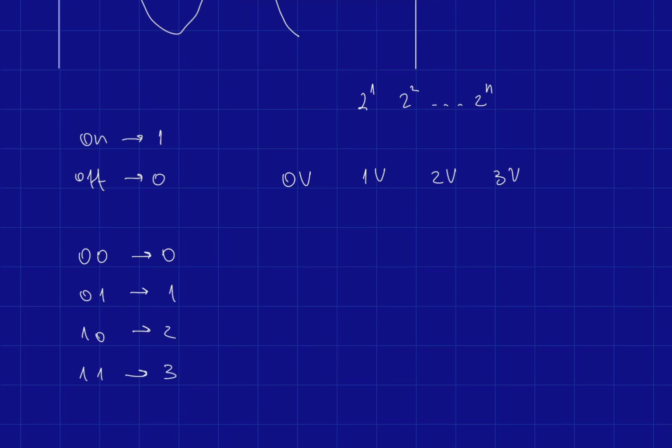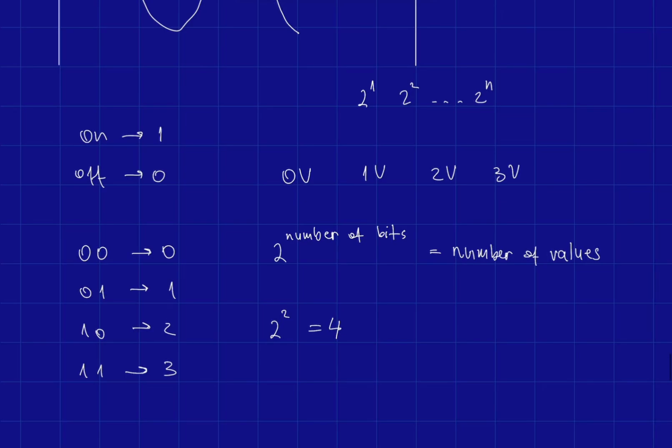And an easy way to check how many values you can have in a digital signal with a certain number of bits, you can use this formula: 2 to the number of bits equals the number of values we can have in a digital signal. For example, now we use 2 bits, so we substitute 2 to the power of 2 equals 4 possible values, which is exactly the case from above when we had 2 bits to represent 4 possible values.